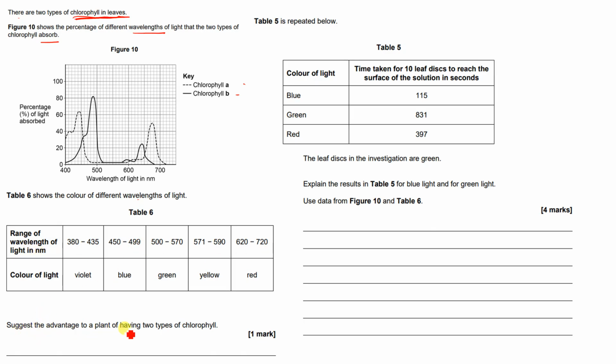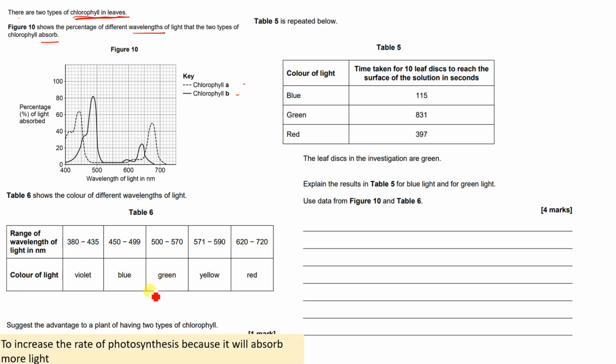Now, suggest the advantage to a plant of having two types of chlorophyll. Two types means they'll absorb more light. So the rate of photosynthesis will be faster. Simple. It increases the rate of photosynthesis because it absorbs more light. Now, color of light, table 5 is represented below. We have color of light, blue, green, red, and time taken for photosynthesis to happen. So that same table is being repeated.